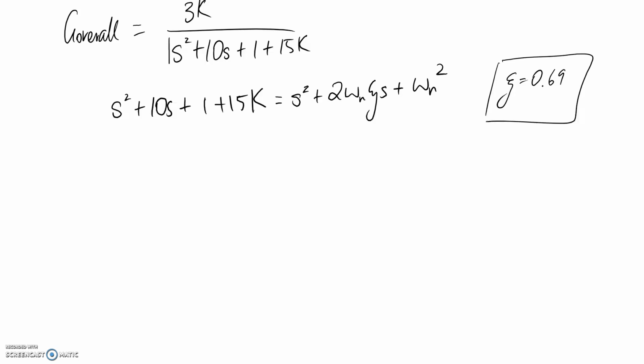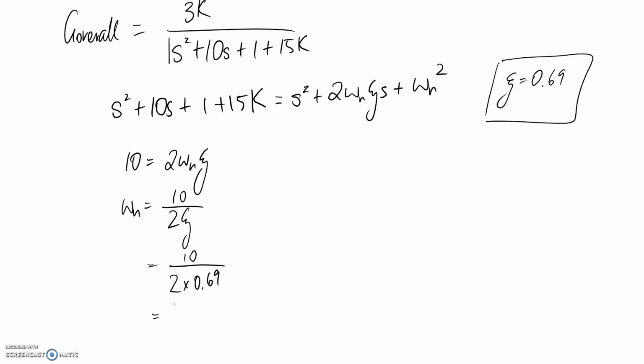So let's go ahead and start equating stuff. So obviously we have 1 equals 1 for the s squareds, which is true but not very useful to us. So we'll go with now the 10s and the s term over here. So we should be able to solve for omega n. Okay, zeta is 0.69. So we end up with an omega n of about 7.24 radians per second.